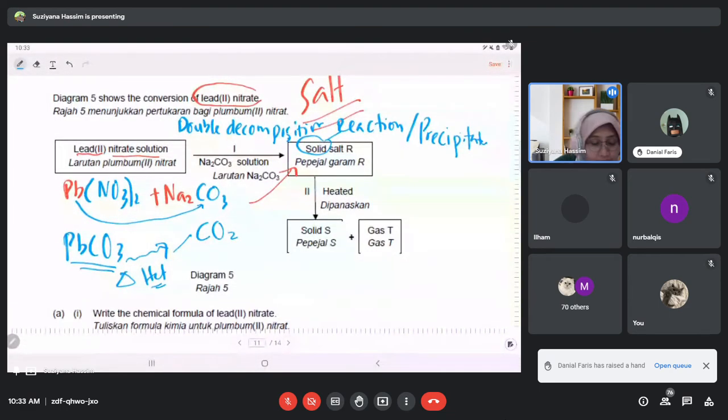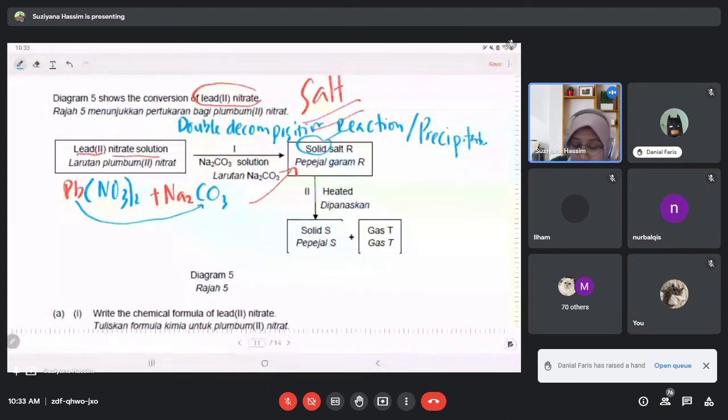Okay, alright. So we focus on the first question first, insyaAllah. Lead nitrate reacts with sodium carbonate, and you get lead carbonate here, and sodium nitrate, which is a solution. This is a white precipitate. It is a solid.